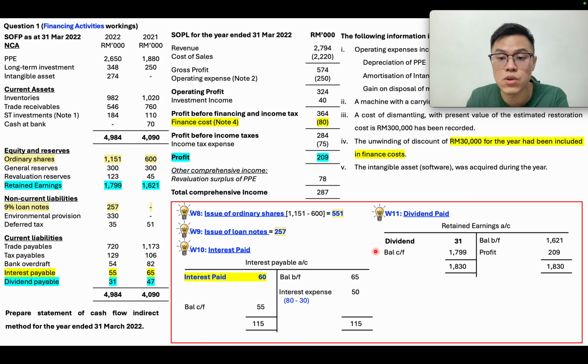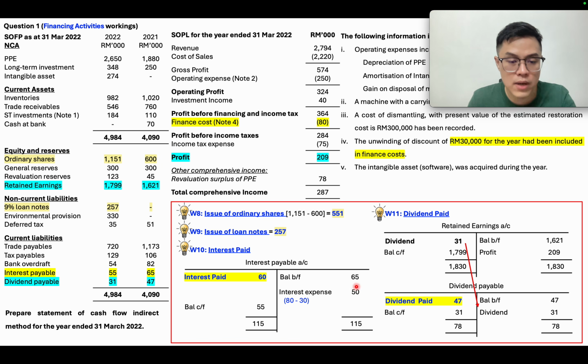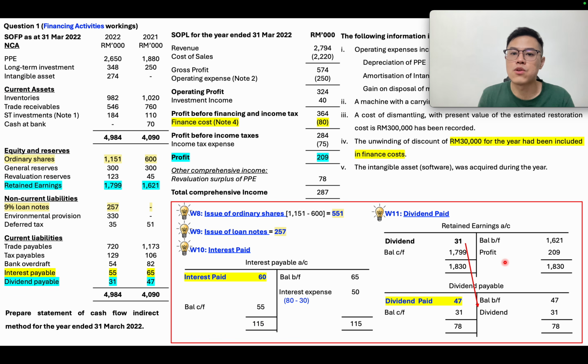But question tells you you declare this dividend and you don't pay directly. You got dividend payable. So it means that dividend for the year 47, ending 31. This dividend 31, you are going to transfer to dividend payable because you owe money. You don't debit retained earning, credit cash. You debit retained earning, credit your dividend payable. And 47 plus 31 will get 78. 78 over here, the remaining 47 will be the actual dividend that you paid to be transferred to your financing activities. So this is some simple steps that you need to recall back from your financial accounting papers.